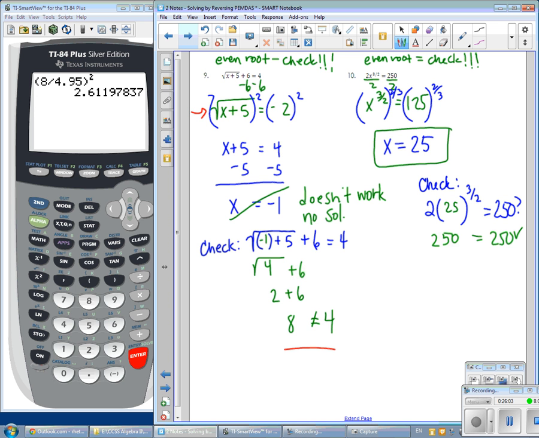Number 10, even though you don't see the square root symbol, because the original function is raised to the 3/2 power, that half, remember, is another even root, so you have to check. And in this case, it does work.